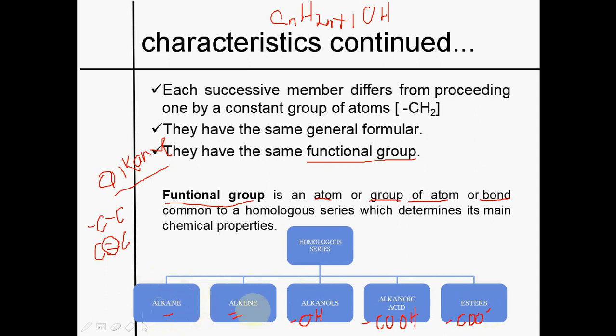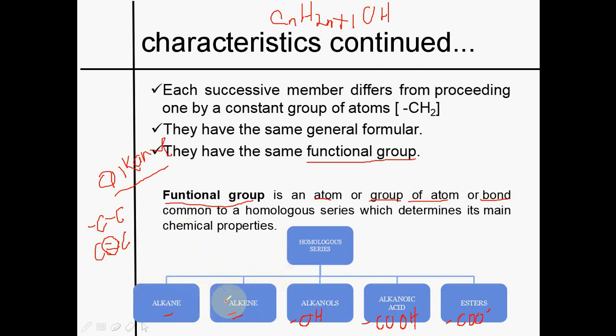So these are the brief functional groups that I can give. For alkanes, we have a single bond. For alkenes, a double bond. For alcohols, we have the OH, or rather hydroxyl. We have the carboxylic part, the COOH, that's for acids, and then we have COO, that is for esters. Those are the functional groups for each of the homologous series that we're going to discuss.